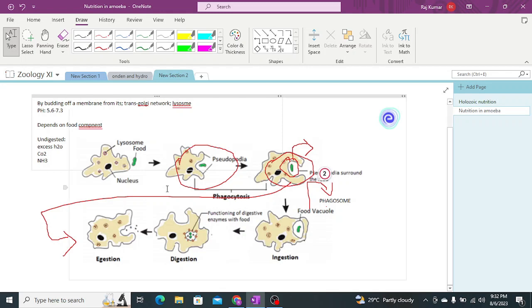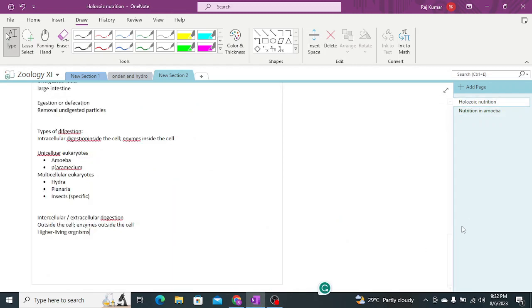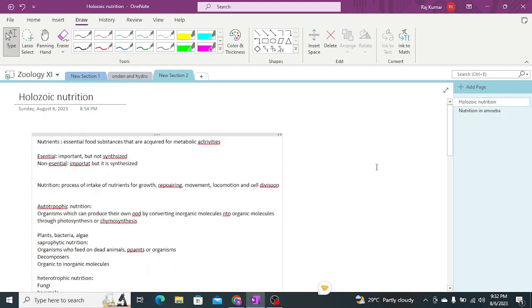So this is the process in which the nutrition of amoeba takes place. The amoeba itself digests and gains nutrients from its surrounding food particles.